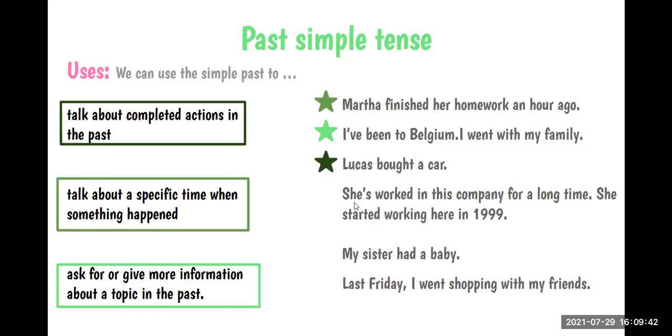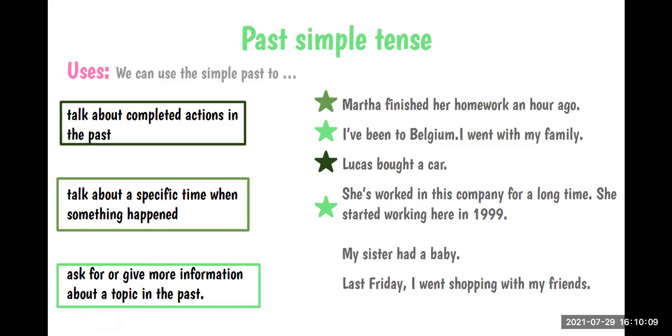She's worked in this company for a long time. She started working here in 1999. Give more information about that topic in the past. Yes, we give more information, right? About a topic.